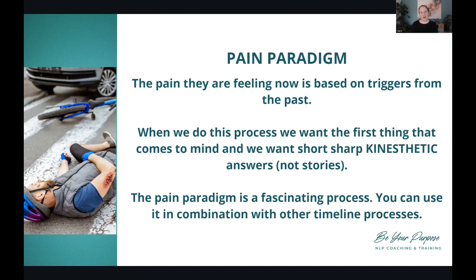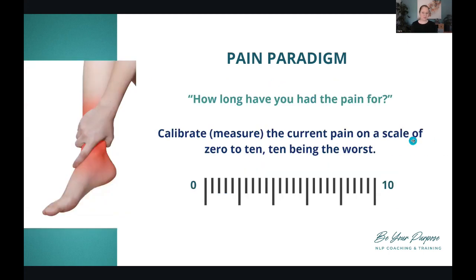You can use your meta model and loosen the model of the world, but you need to make sure that they know what feelings are and that they can just start to very quickly give the first thing that comes to mind. The pain paradigm is a fascinating process because you can also use this in combination with timeline processes and anchors and parts integration.